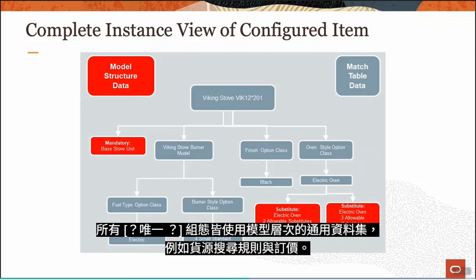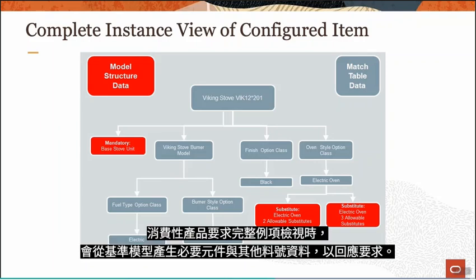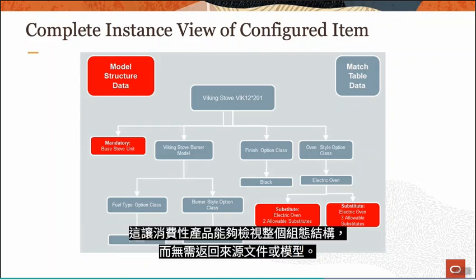The customer choices from configuring the model that are represented on the sales order are saved to the match tables. When the consuming product requests the complete instance view, the mandatory components and additional item data are generated to respond to the request. Allowed substitutions that are also set up in the model are also supported in this view. This gives the consuming product the ability to view the entire structure of a configuration without having to go back to the source document or model.